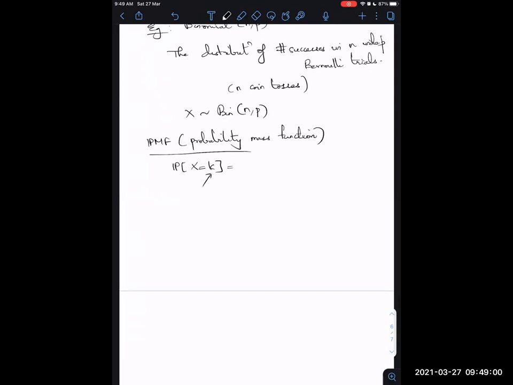And what values can k take? Can someone tell me what values can k take depending on the definition, or what values can the random variable x take?